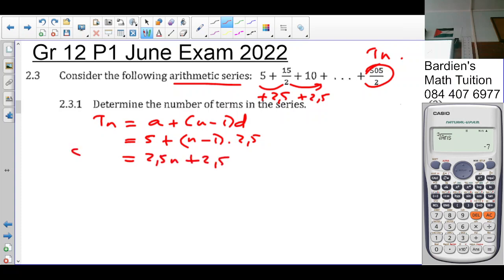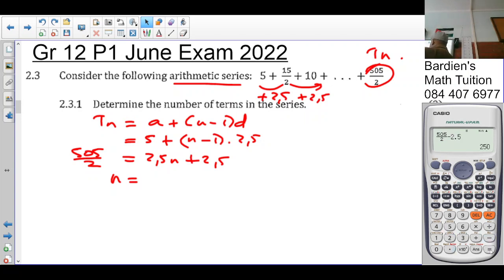But the general term is equal to 505 over 2. So in the course of calculating n, I'm going to say 505 over 2 minus 2.5, then I divide that by 2.5 to get n on its own, which is 100. So in other words, there's 100 terms in the sequence.